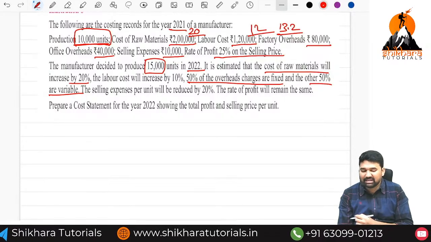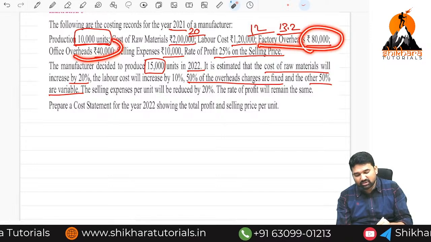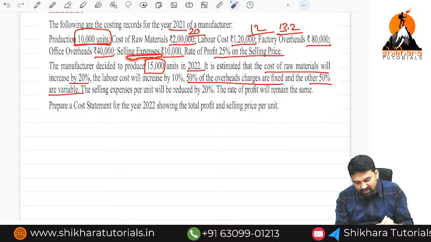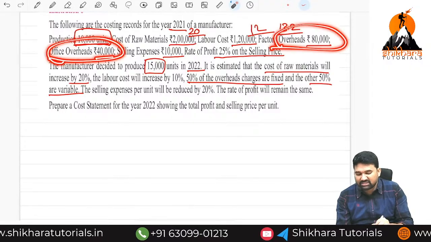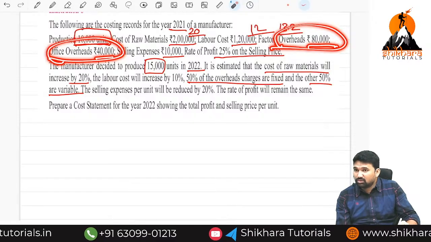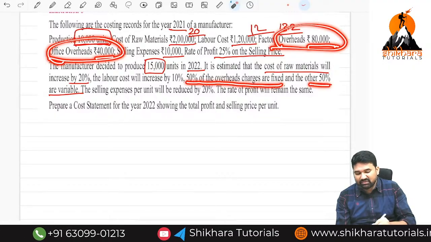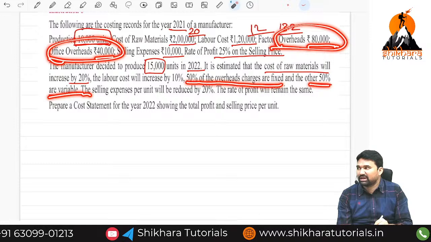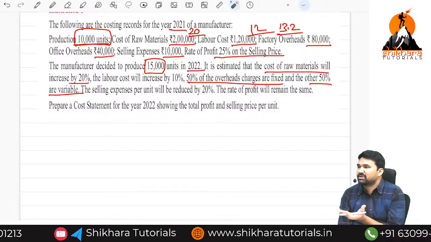Variable. There are overheads, right? Overheads, that is, factory overheads 80,000, office overheads 40,000, selling and distribution overheads. Oh, selling expenses he has given. Okay. Overheads means two: factory overheads and office overheads. Both overheads are 80,000, 40,000. And the structure of the overheads he has given clearly as 50% are fixed and other 50% are variable. That means we have to divide the overheads. First 50% fixed, remaining 50% variable.